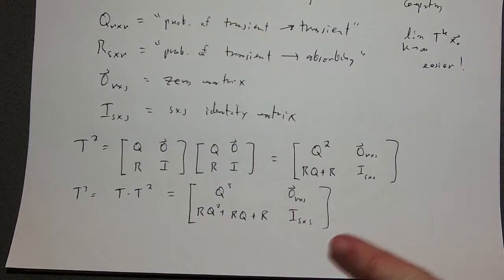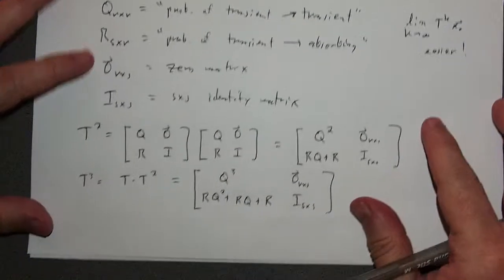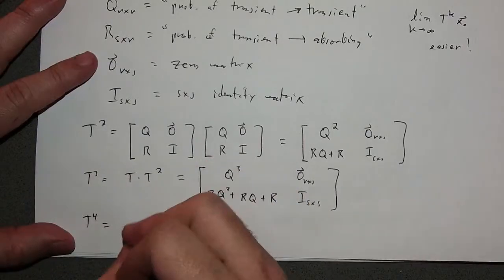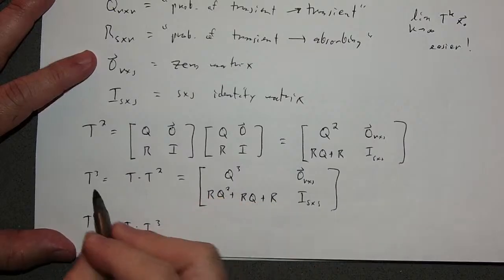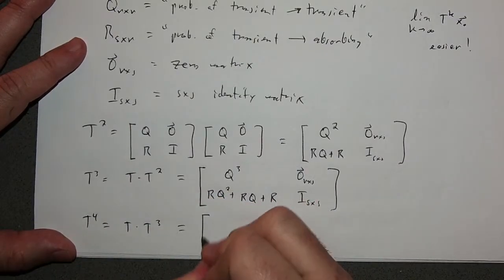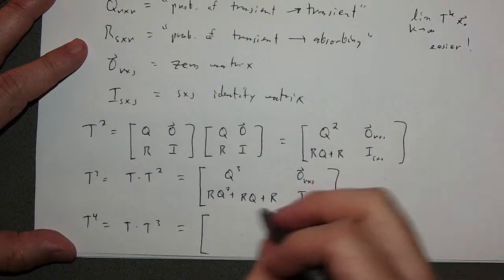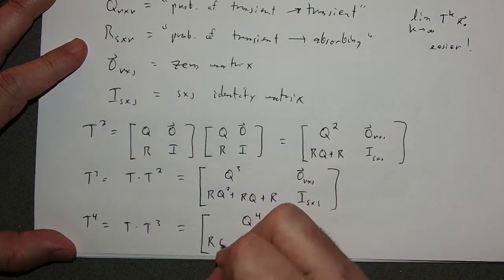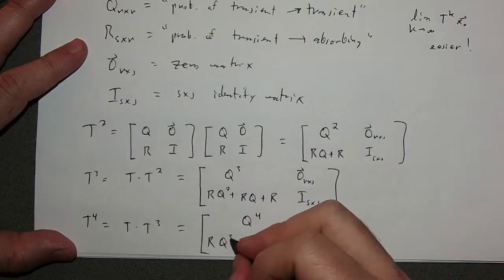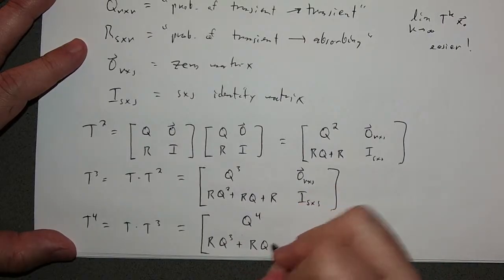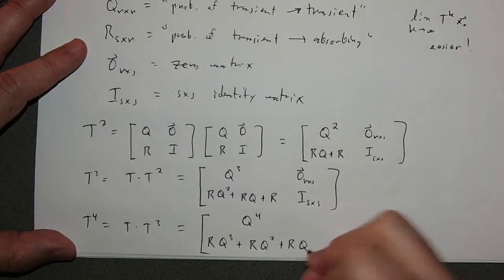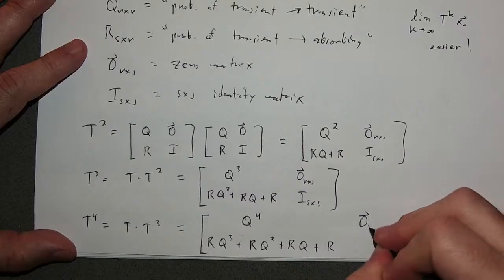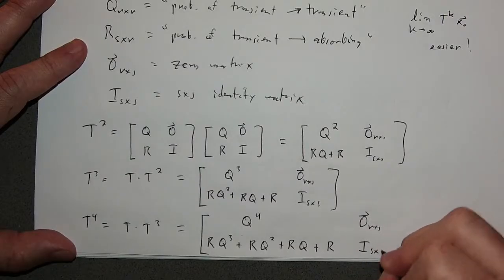Maybe one more to really settle this down. What's t to the fourth? Same thing. This is like t times t cubed, and now I know what t cubed is. So this is q to the fourth. This block would be RQ cubed plus RQ squared plus RQ plus R. You see what's going on here. Zero matrix, it's R by S, and the S by S identity.